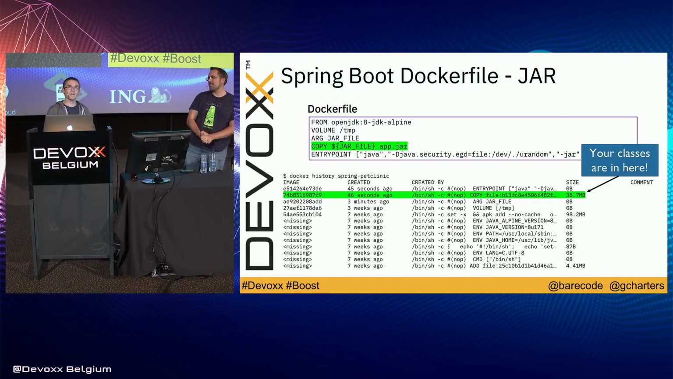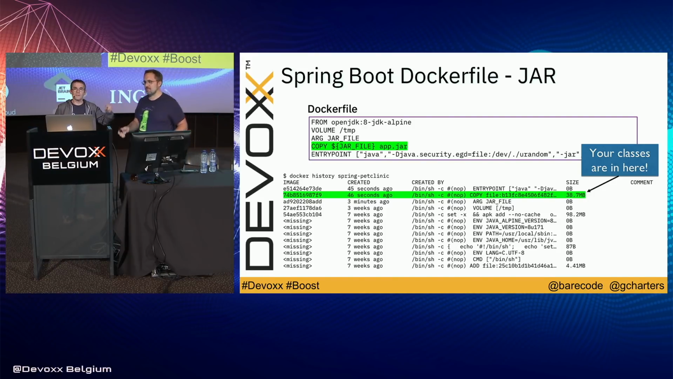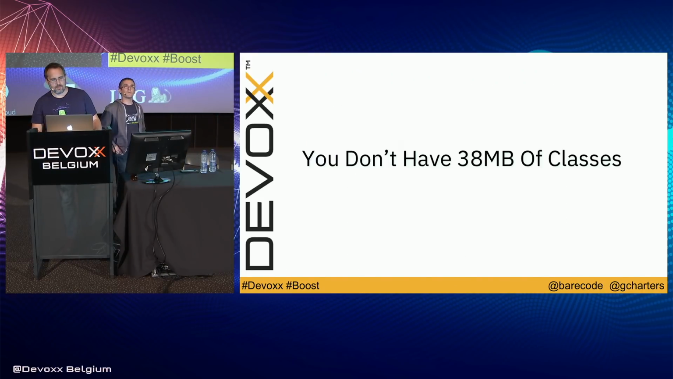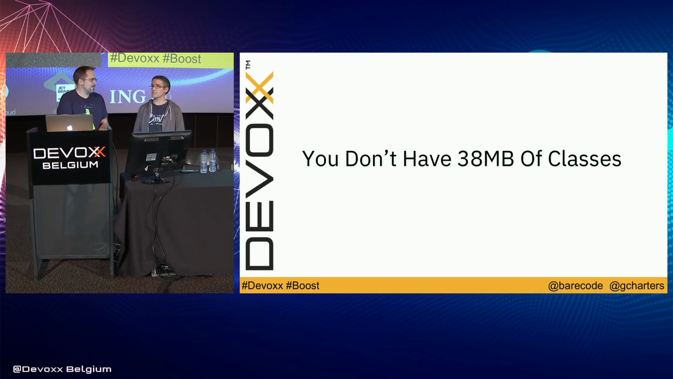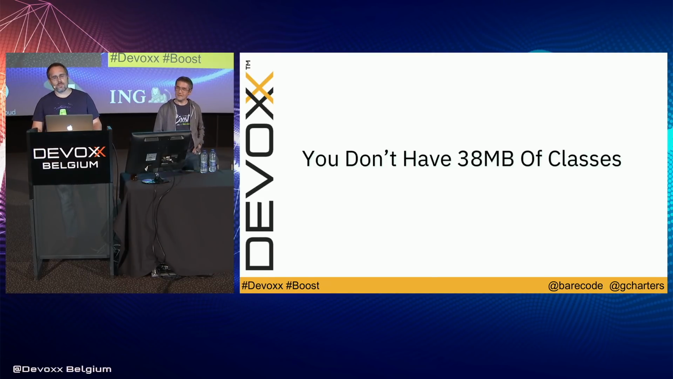All right, so hopefully you've got a reasonable understanding of Docker and how layers and images work. And Mike's going to show you how to improve things. Okie doke. As we said, we don't have 38 megabytes of classes that are actually my classes. The app layer, the app code that constitutes Spring Pet Clinic, is quite a bit smaller.